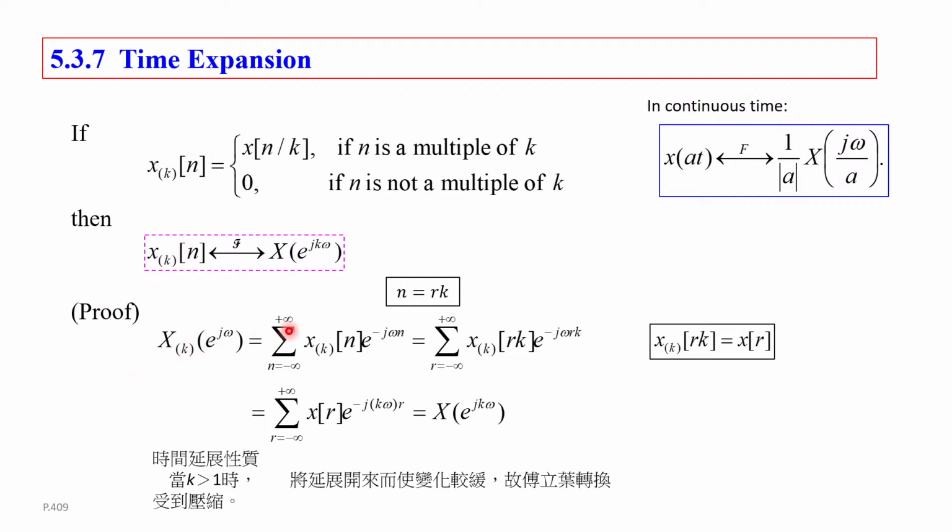So big X sub k of j omega equals, now from our analysis relationship, the sum over all n of x sub k of n e to the minus j omega n, and then we know this thing only has value... So this x sub k is non-zero only when n equals some integer multiple of k. So we say n is r times k, and instead of the sum over n, we have the sum over r, also from minus infinity to infinity, then x sub k becomes x sub k of rk and e to the minus j omega rk here.